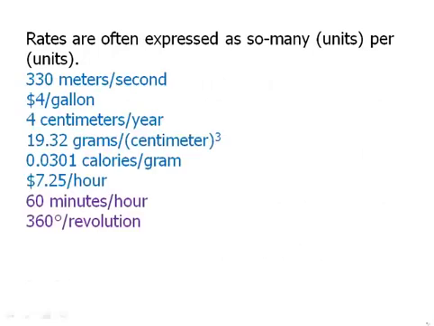Rates are often expressed as so many units per units. So for example, all of these are rates. Many of these are drawn from science. The last two are special kinds, 60 minutes per hour or 360 degrees per revolution. These are examples of unit conversions. So these would be examples of things you would actually be expected to know. The other ones you would not be expected to know, but you would be expected to know that there's 60 minutes in an hour, and you can write this as a ratio.